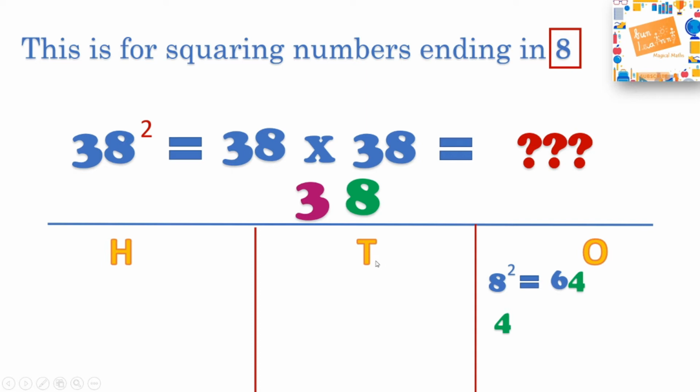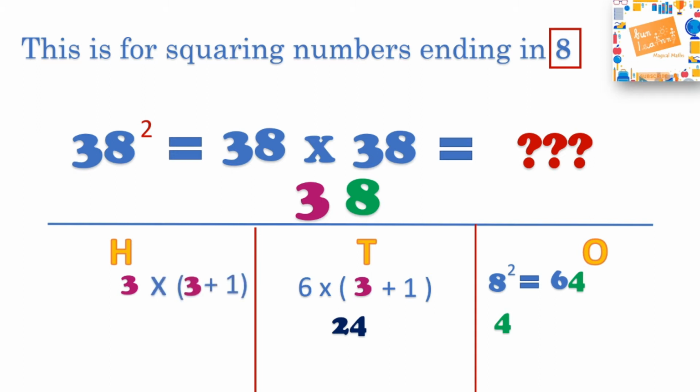Let's look at the tens place and what would be the answer here. So here the tens place is 3, so we add 1 to 3 and multiply it by 6. So that is 6 times 4, which is equal to 24. And then let's look at the hundreds place. So here we need to multiply the tens place number with the number that comes after it. That is 3 times 4, which is equal to 12.